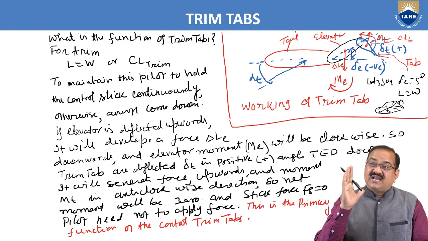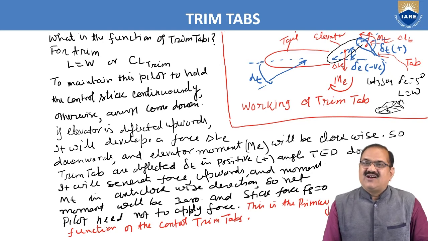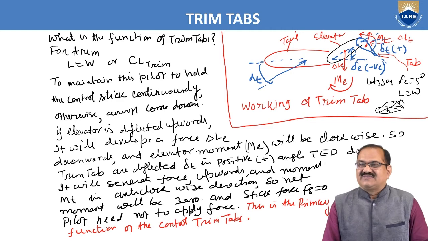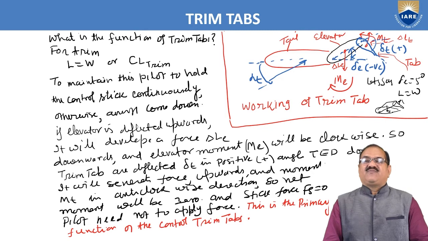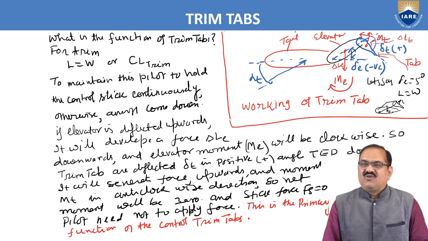If the elevator is deflected upward, delta LE acts downwards, and the elevator moment ME will be in the clockwise direction. So the trim tabs are deflected, delta E at a positive angle of attack, so the trailing edge will be down. It will generate a force upward, and the moment MT is in the anti-clockwise direction, so the net moment will be 0 and the stick force Fs will be 0. The pilot need not apply force. This is the primary function of the control trim tab.